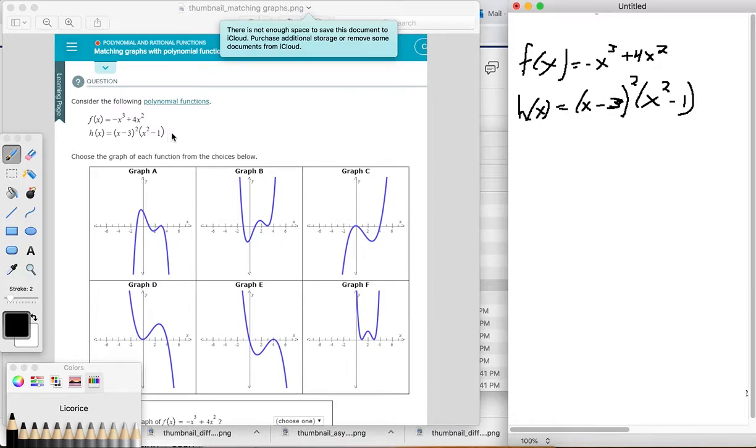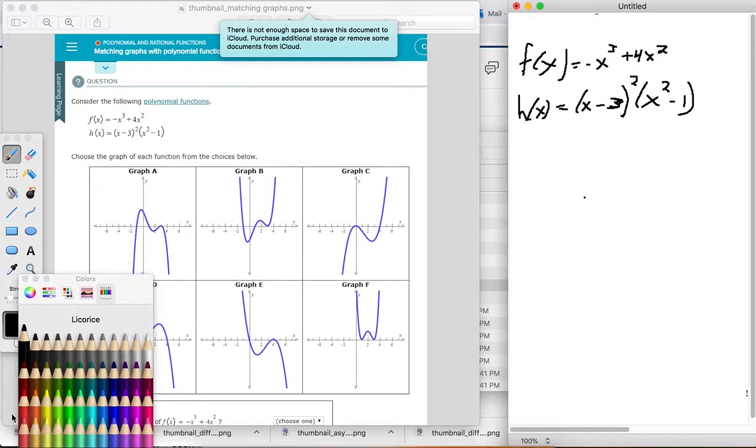Okay, so in trying to match the graphs of f of x and h of x to the 6 graphs that we have here for options, one thing we could do is look at the x-intercepts and maybe y-intercepts if it's helpful. An x-intercept is just where the graph crosses the x-axis. Likewise, a y-intercept is where the graph crosses the y-axis. So you can find a y-intercept by plugging in 0 for x.